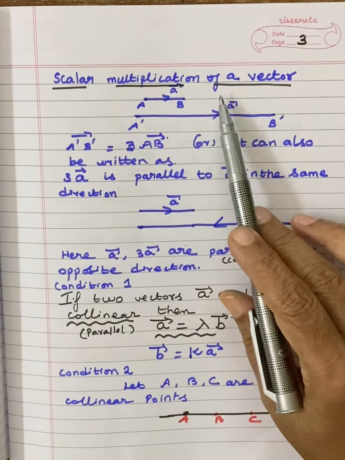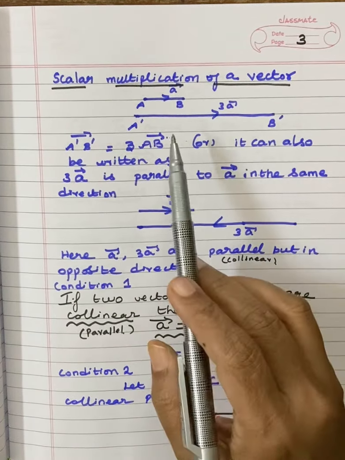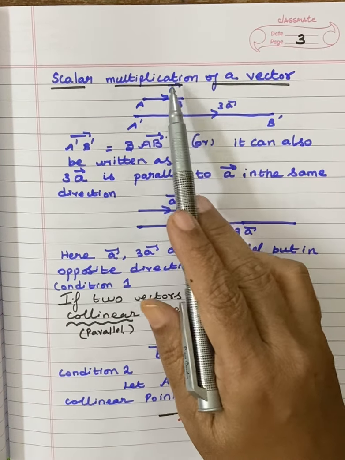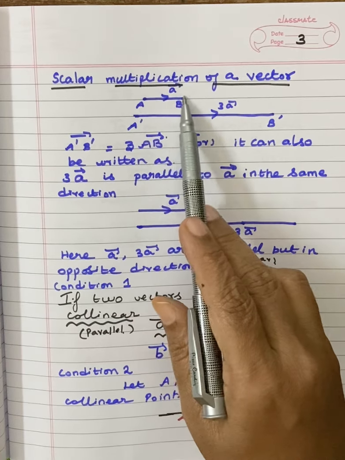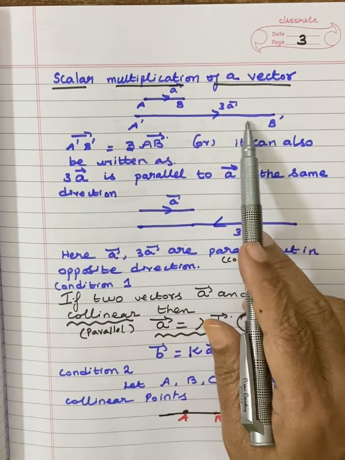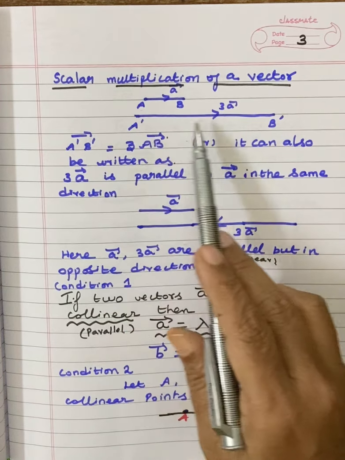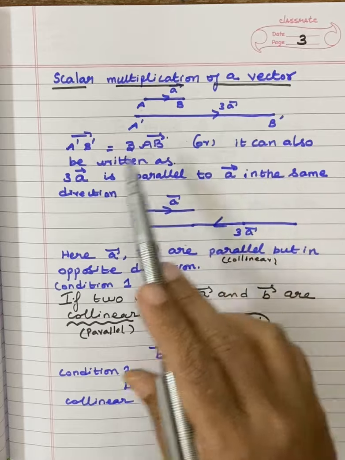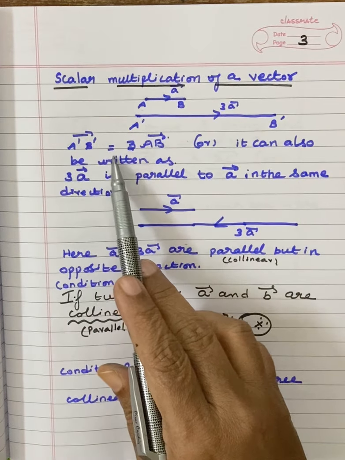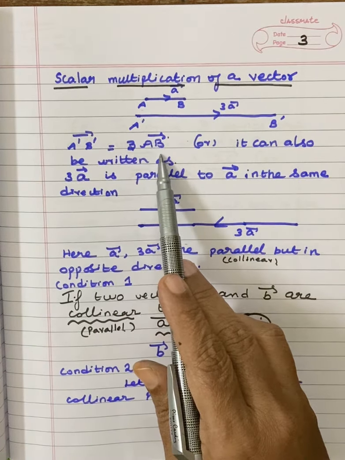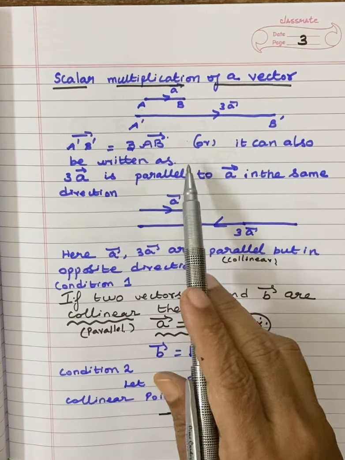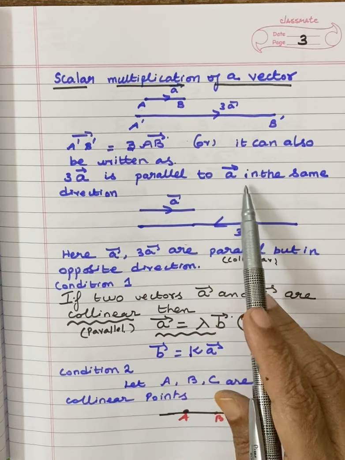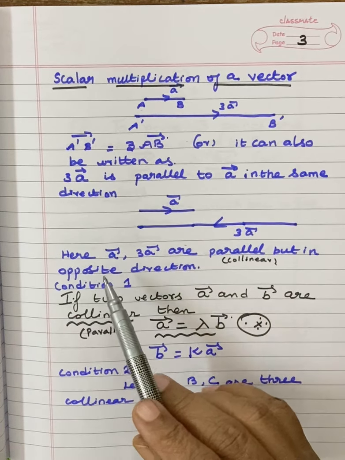Scalar multiplication of a vector. Let us take AB vector, which can also be represented as small a vector. This length I have increased 3 times. So this A dash B dash vector is nothing but 3a vector. So A dash B dash vector is equal to 3 times AB vector, or it can also be written as 3a vector. So 3a vector is parallel to a vector in the same direction.